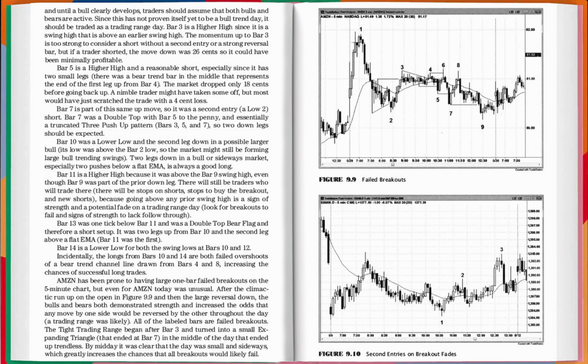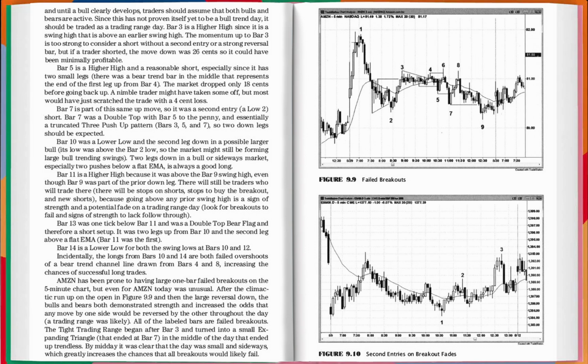Bar 5 is a higher high and a reasonable short, especially since it has two small legs. There was a bear trend bar in the middle that represents the end of the first leg up from bar 4. The market dropped only 18 cents before going back up. A nimble trader might have taken some off, but most would have just scratched the trade with a 4-cent loss.